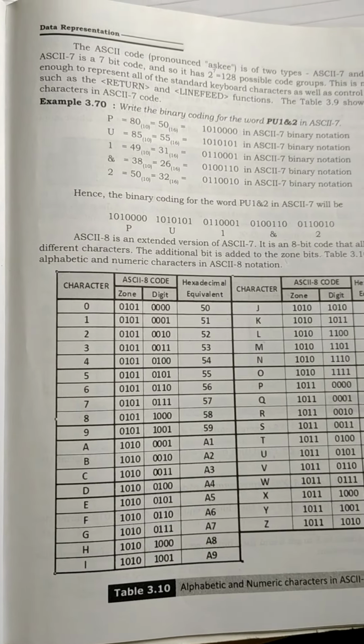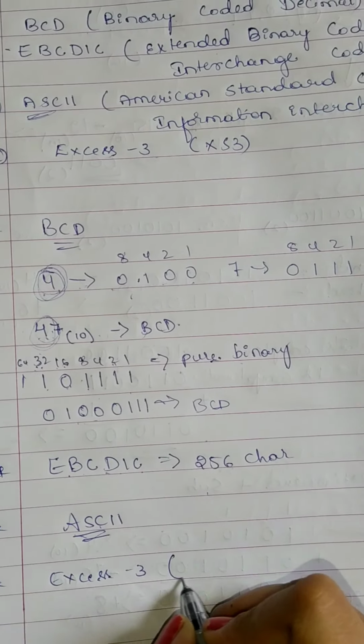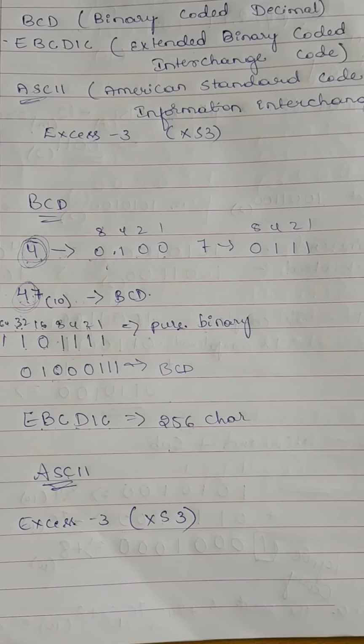What is XS3? The last type of code representation is XS3. This is also known as XS3. Okay, so this is a non-weighted code.